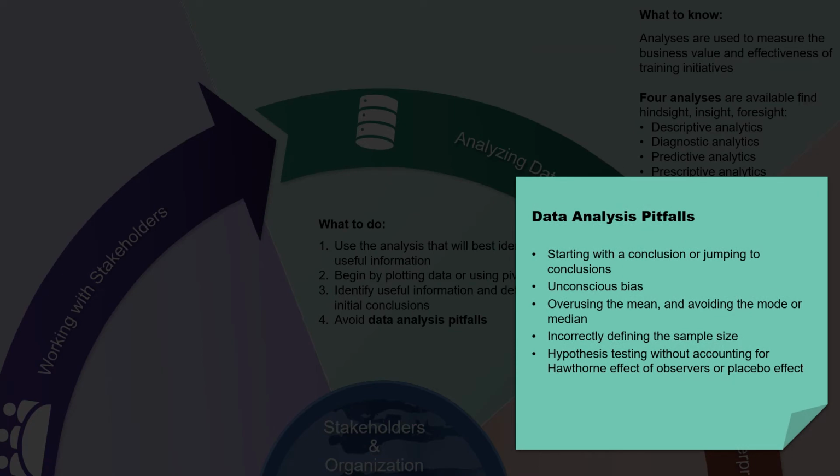These are the classic data analysis pitfalls, and I won't read through all of them. You can pause it if you want to look at them more closely, but I will highlight the first one of starting with a conclusion or jumping to conclusions because of the risk of it influencing the way that you look at the data. And the last one of hypothesis testing without accounting for the Hawthorne effect of observers or the placebo effect. So being aware that your participants may act differently if they're being observed, or the placebo effect, that if they think something has happened, then they may report that it happened even if nothing has actually been different.